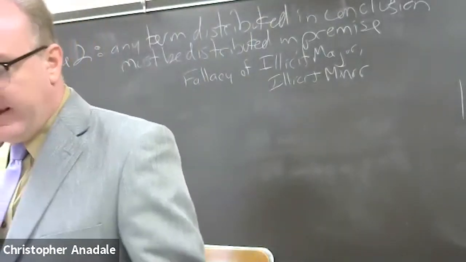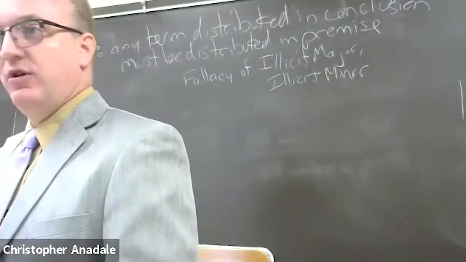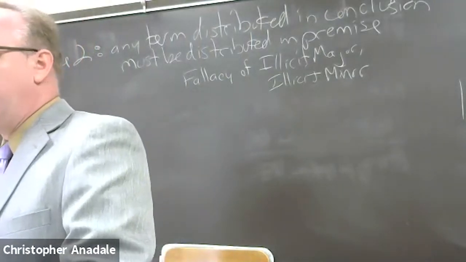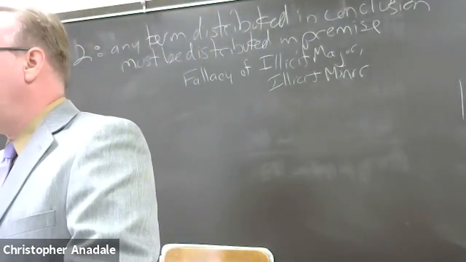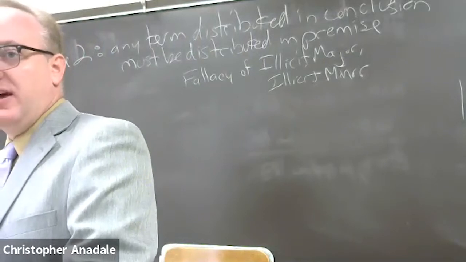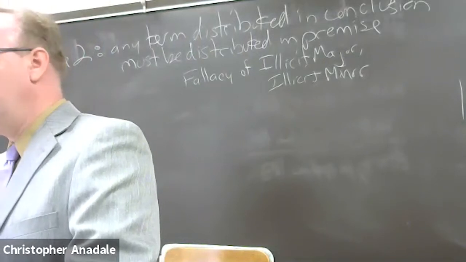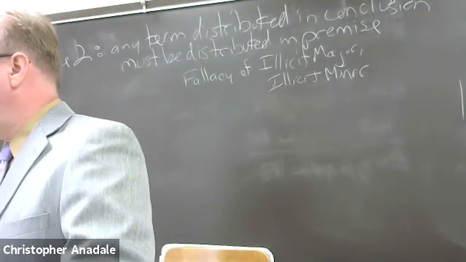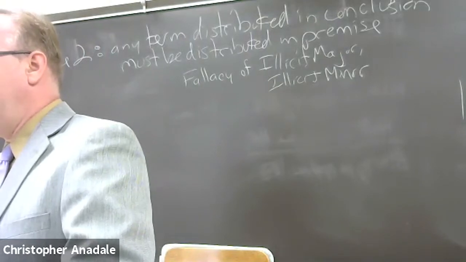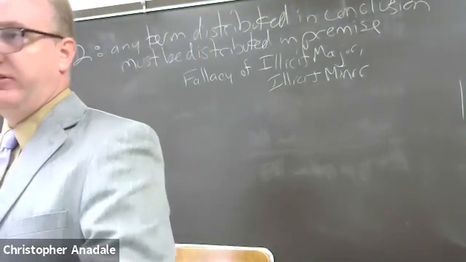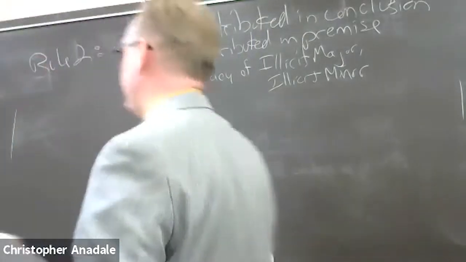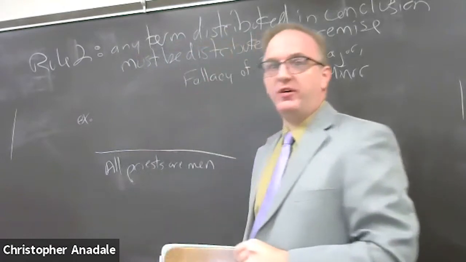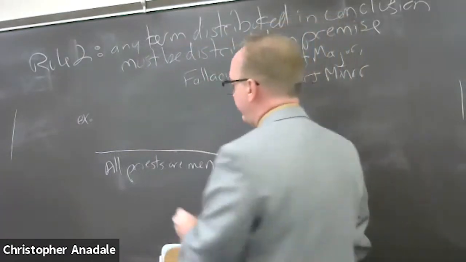So why is this a violation? Again, with distribution. Distribution involves making a claim about the entirety of a class of objects. If the conclusion makes a claim about the entirety of a class of objects, but the premise does not, then our premises are not providing information sufficient to justify the conclusion. So let's take an example. All priests are men. Which term is distributed here? Priests, the minor term.